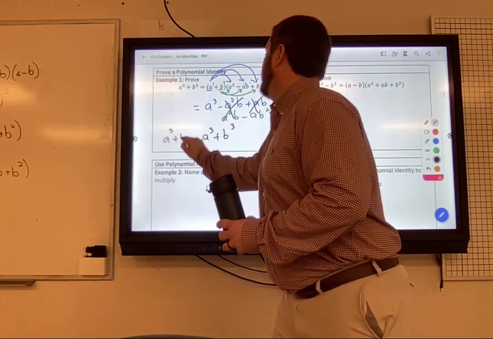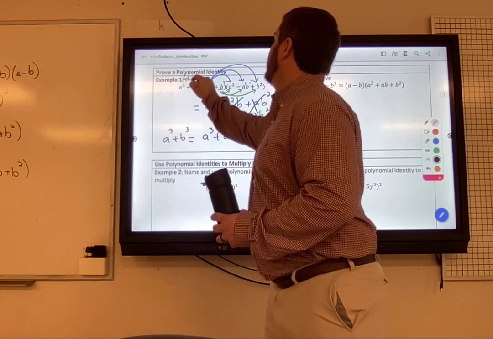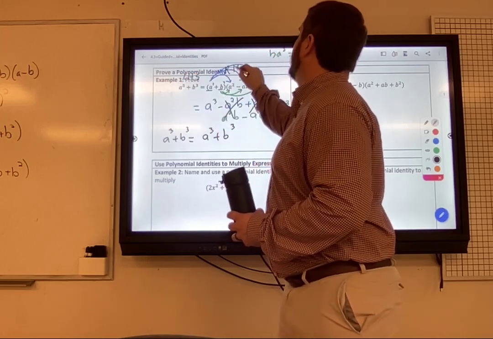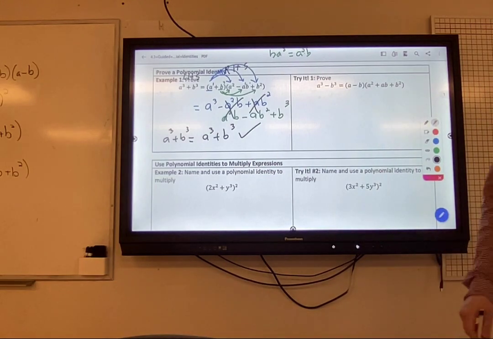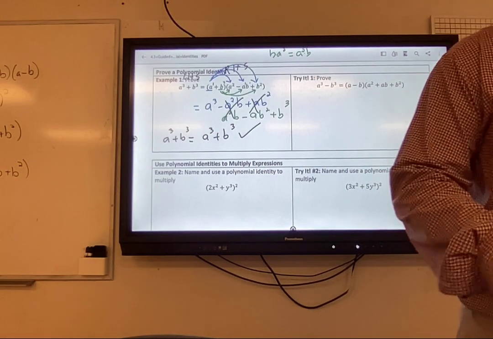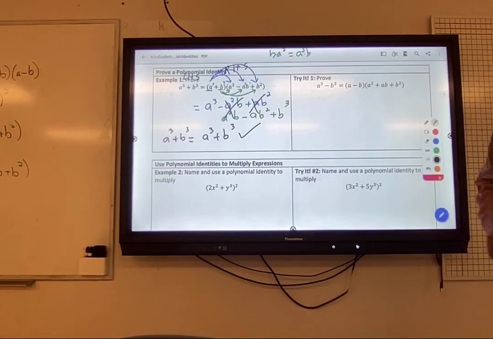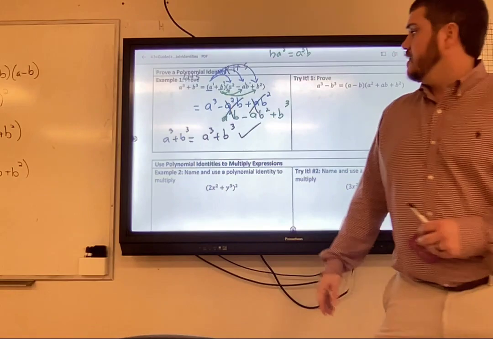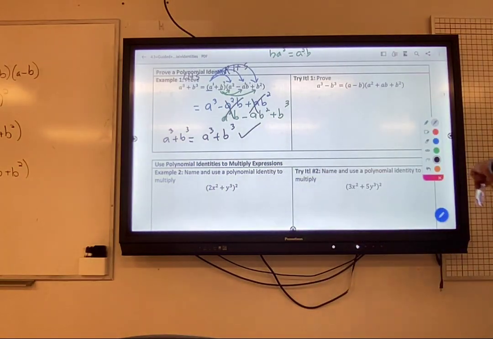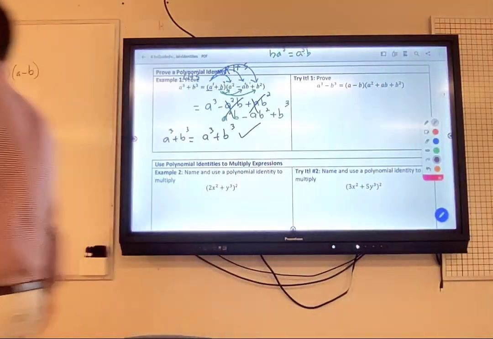We were trying to show that the left side was equal to the right-hand side, and we did that. I know that's a little weird because there were no numbers. It was all variables, but we just proved that this identity is true. All right, y'all do try it one real quick. Try it on your own.